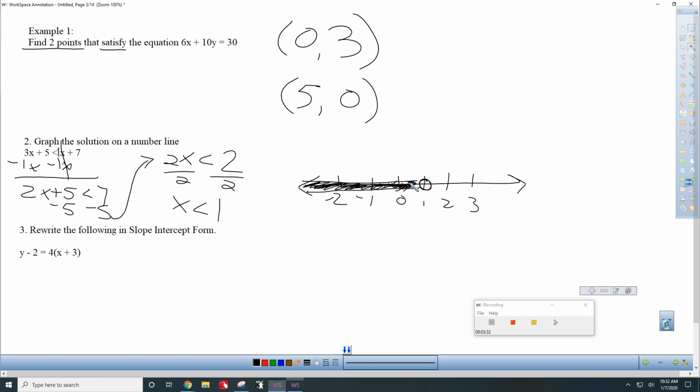Rewrite the following in slope-intercept form. That looks like this. So I need to solve this thing for y. First thing I'm going to do is distribute.